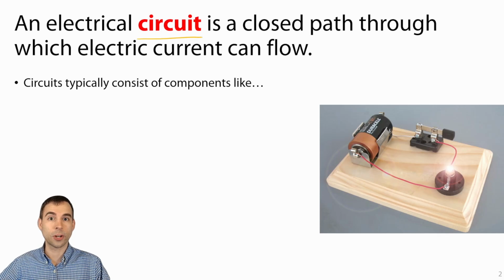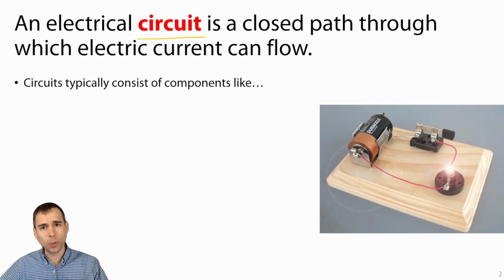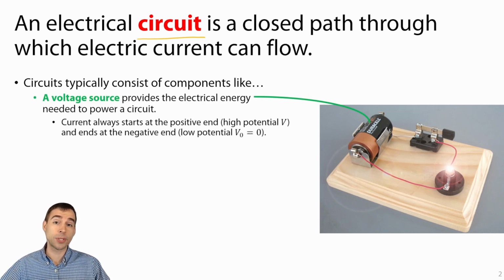An electrical circuit is a closed path through which electricity can flow. A simple circuit just has several key components. First, a simple circuit will have a voltage source. This is something like a battery, which motivates charges to move through the circuit. Without a voltage source, there's no reason for the charges to move.